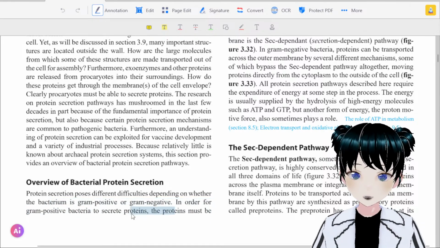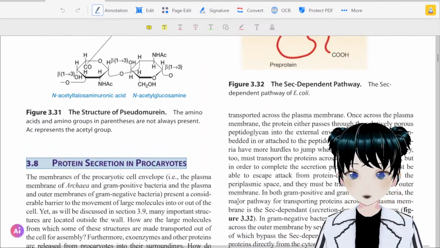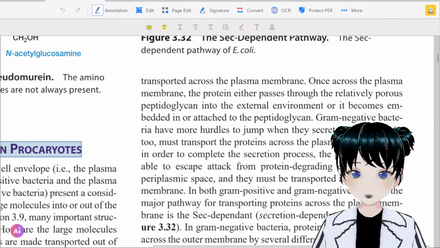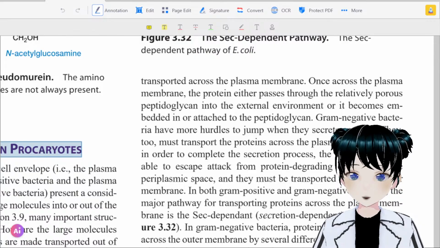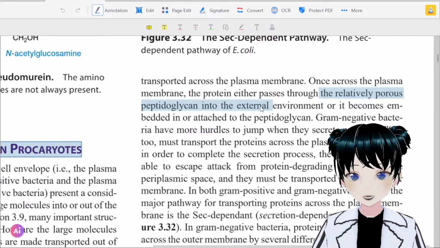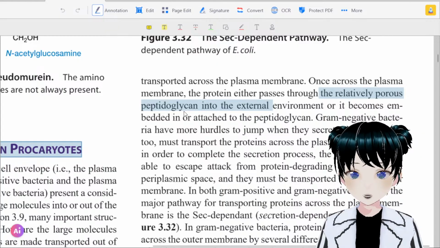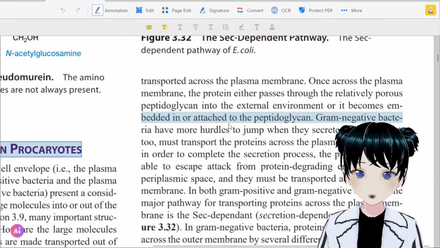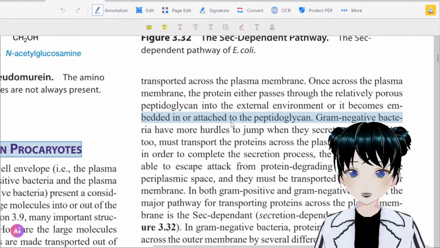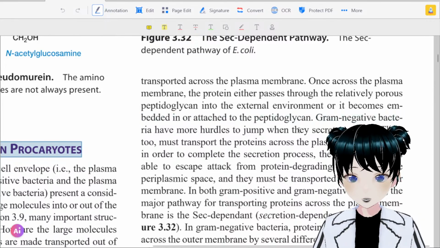In order for gram-positive bacteria to secrete proteins, the proteins must be transported across the plasma membrane. Once across the plasma membrane, the protein either passes through a relatively porous peptidoglycan into the external environment, or it becomes embedded in or attached to the peptidoglycan. After we secrete the protein, it can embed into the plasma membrane, it can embed into the peptidoglycan, or it can go to the external environment, or it can remain in the periplasmic space for as long as it wants.